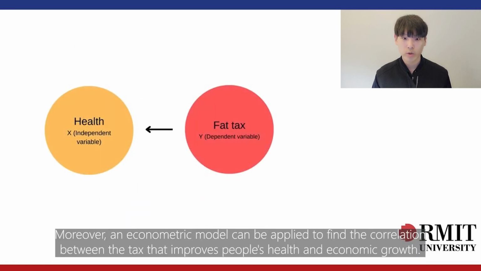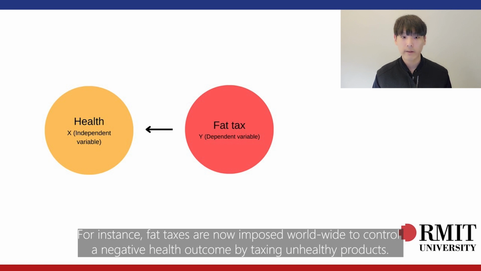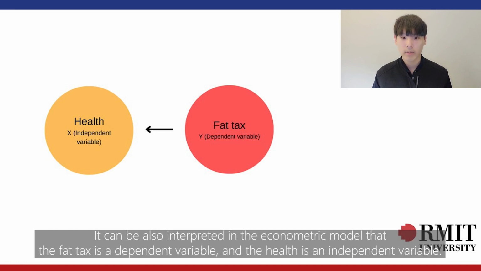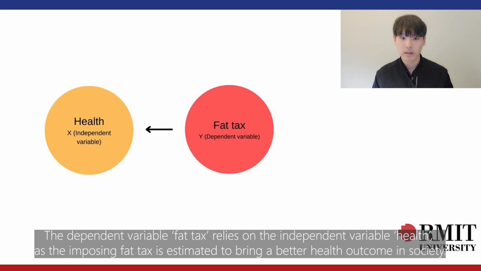Moreover, an econometric model can be applied to find a correlation between the tax that improves people's health and economic growth. For instance, fat taxes are now imposed worldwide to control negative health outcomes by taxing unhealthy products. It can also be interpreted in the econometric model that the fat tax is a dependent variable and health is an independent variable. The dependent variable fat tax relies on the independent variable health, as imposing a fat tax is estimated to bring a better health outcome in society.